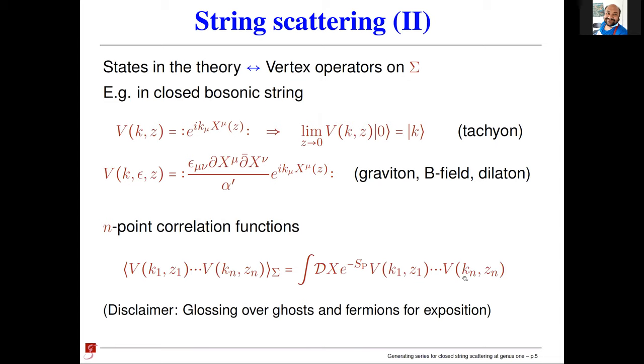And here I've written down a path integral form for that. So you integrate over all these maps or fields X, put in this Polyakov action, and since it's Euclidean, it's e to the minus S. And then you put in the operators whose correlation function you want to compute. So this is the basic thing that you want to compute to understand the way that the states interact with each other. And I should say, I'm not giving a full lecture on string theory here, that would take much more time. I'm glossing over a few details here that are related to ghosts, and I also want to talk about superstrings, but I'm glossing over the fermions here just to give you the idea of what is involved.